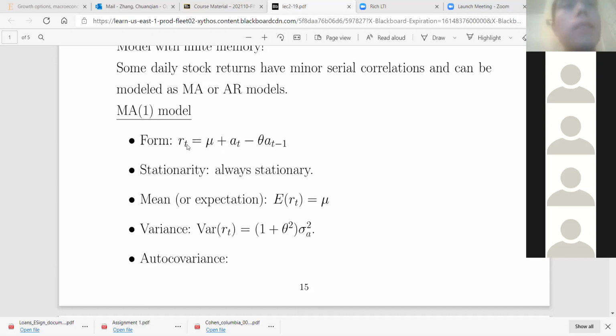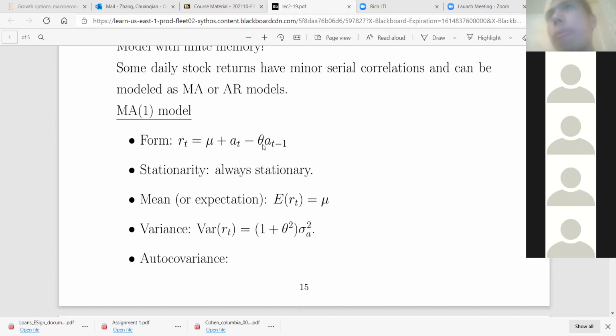And we can express that at time t, the return depends on the current shock, of course, plus the previous day's shock, a_(t-1), with some coefficient, hopefully less than 1. So what's the intuition behind that? It's also very interesting.